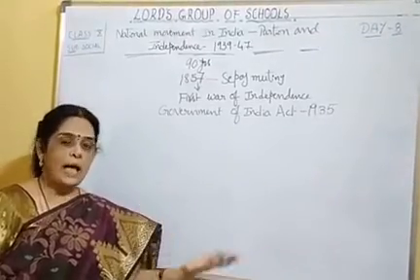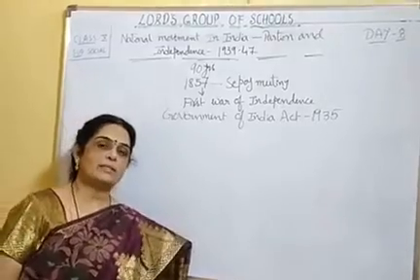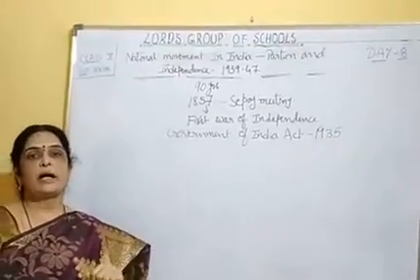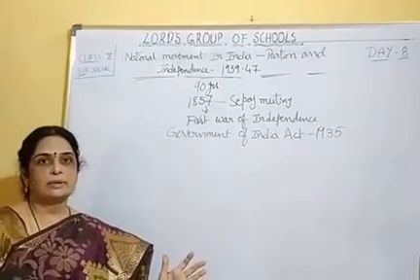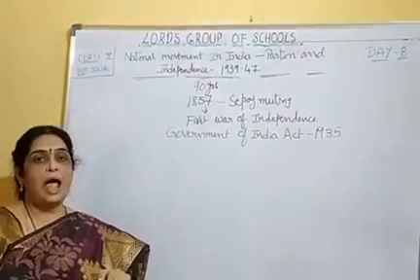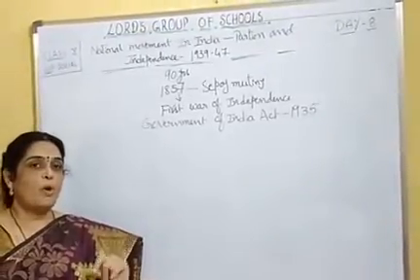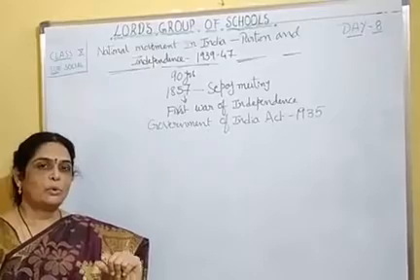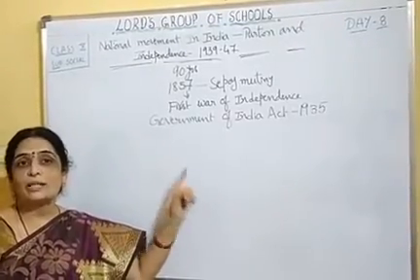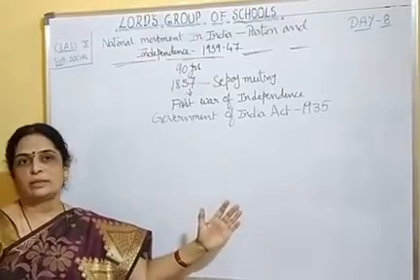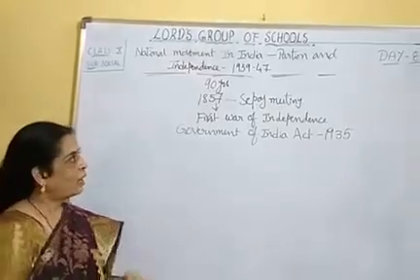So what happened, and finally how did we get independence? By the partition of India. India was divided into two parts, India and Pakistan, and then we got independence. What situations led to the partition of India? What were the reasons for that? Who was behind that partition? What happened in India? Why did the attitude of the people change here? These are all the points we are going to discuss in this lesson.